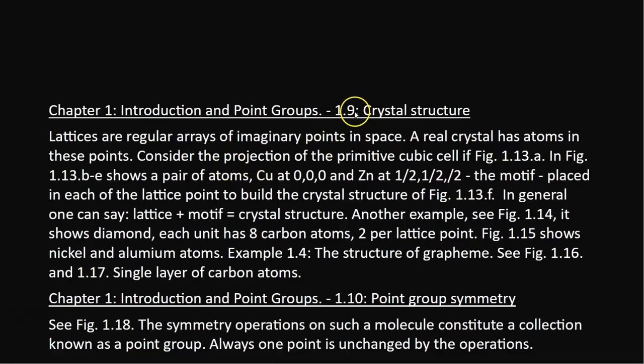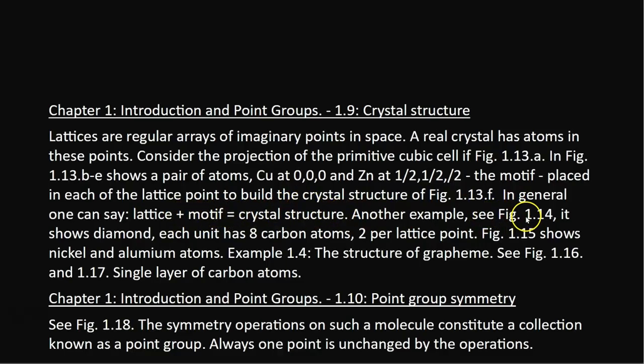Then paragraph 9, crystal structure. Lattices are regular arrays of imaginary points in space. A real crystal has atoms in these points. Consider the projection of the primitive cubic cell, for instance in figure 1.13a, and b to e shows a pair of atoms, in this case copper at 0, 0, 0, and zinc at half, half, half. The motif is placed in each of the lattice points to build the crystal structure of figure 1.13f. In general, one can say lattice plus motif is crystal structure.